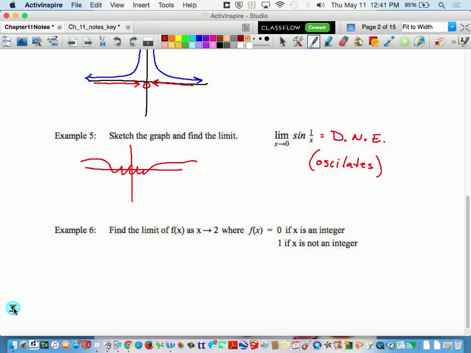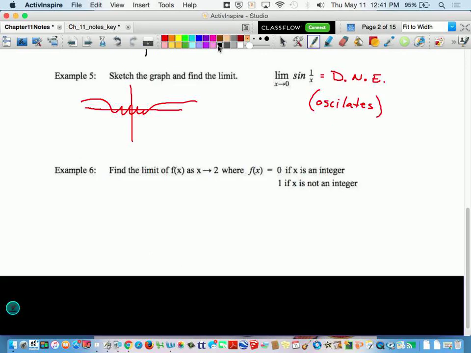So on this graph, it's 0 if x is an integer. So at 1, 2, 3, at 0, negative 1, negative 2, I have these dots. So on the integers, my outputs are 0. On all of the integers, my outputs are 0. The integers, right? The counting numbers, 1, 2, 3, 4, 5, 6, 7, 8, 9, 0, negative 1, negative 2, negative 3. But it's 1 if it is not an integer. So then, here's where 1 is, right?